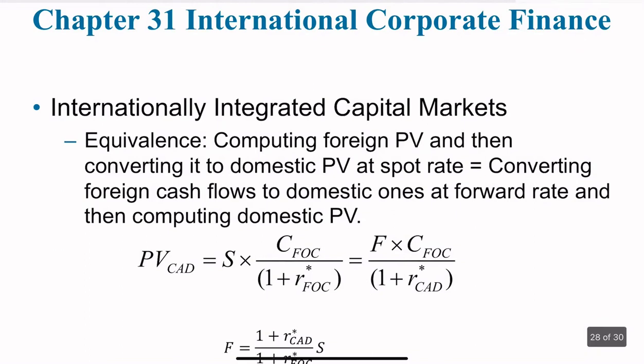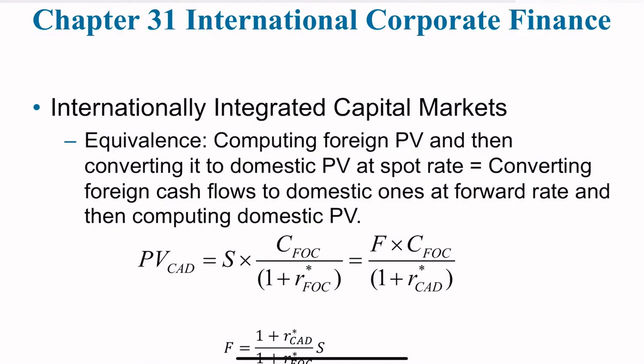Okay, so the last chapter, chapter 31, is about international corporate finance. Essentially, it's corporate finance by considering exchange rate. We basically discussed the two cases. The first is the benchmark case. It's the internationally integrated capital markets. And in internationally integrated capital markets, we have an equivalence result. That is, if you value a foreign project, you have two methods. And these two methods should give you the same result.